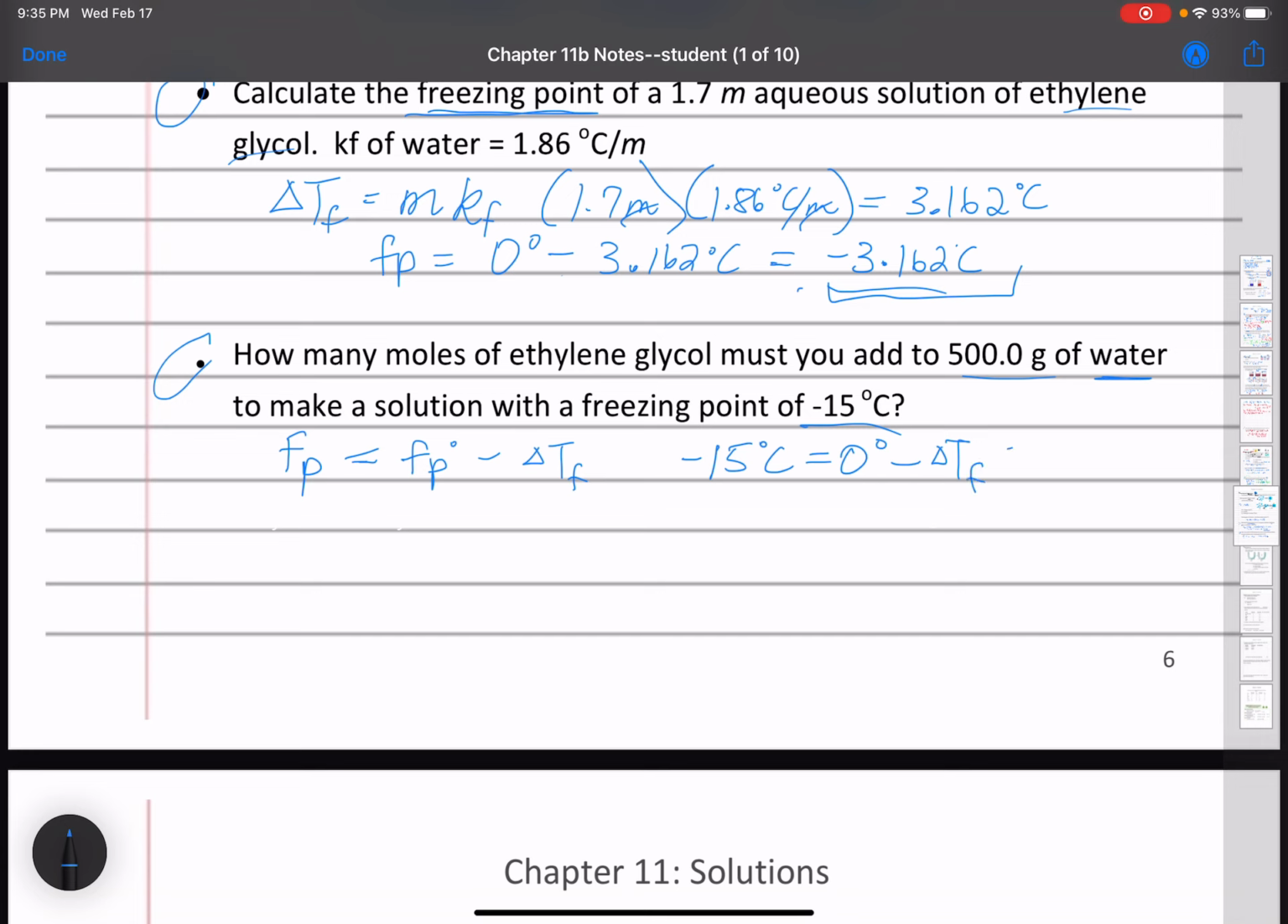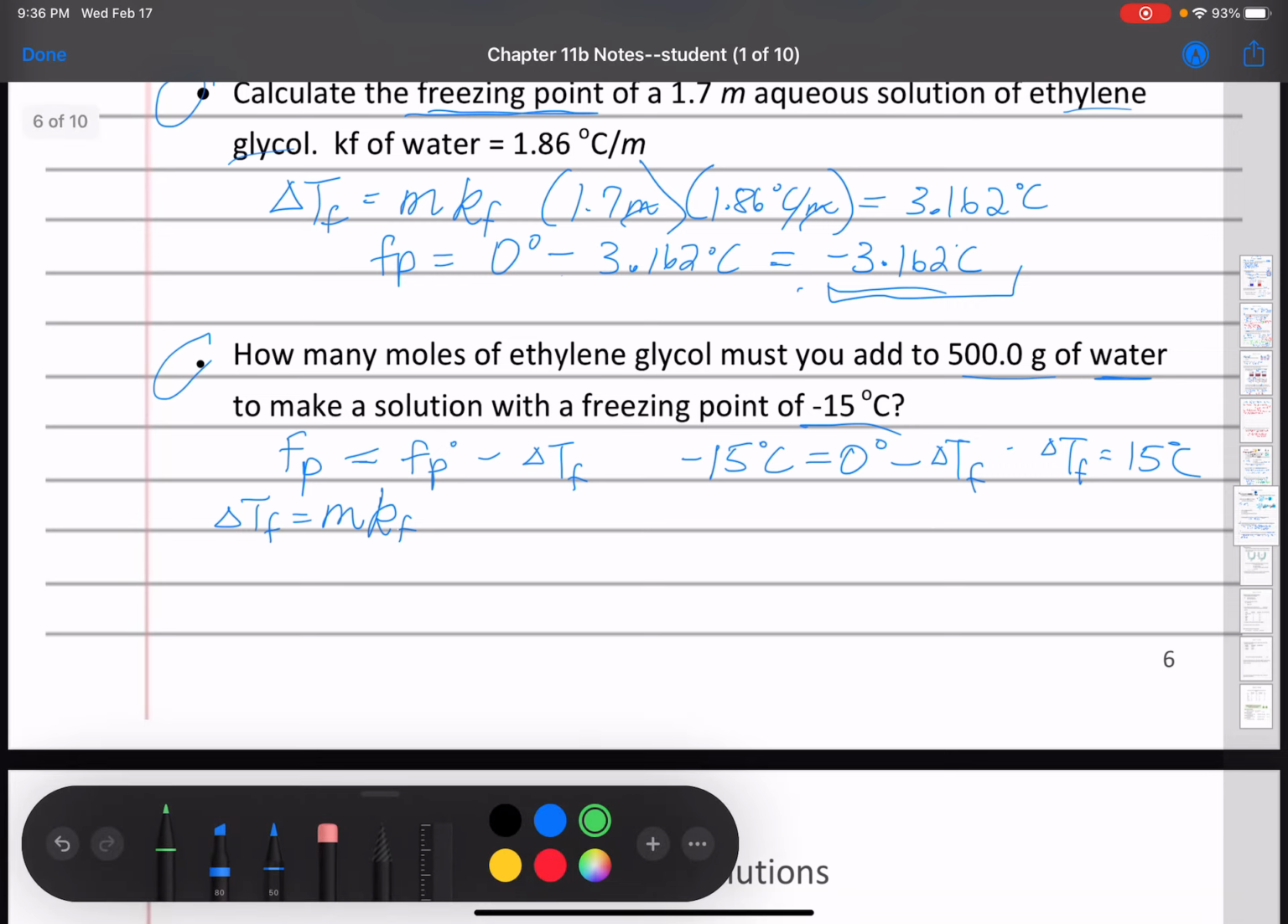So our change in temperature here is 15 degrees. That was sort of a long way of saying that, but the change in temperature that we desire is 15 degrees. So then if we use this equation for the change in freezing point temperature, which is the van 't Hoff factor times the molality times the freezing point constant, we don't know the molality.